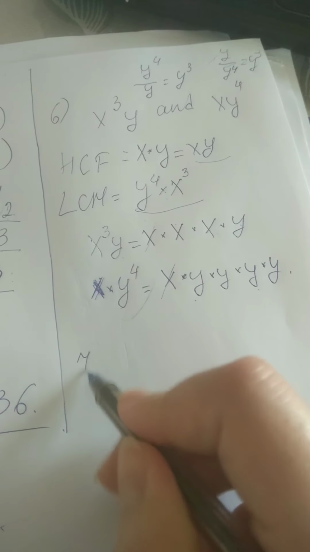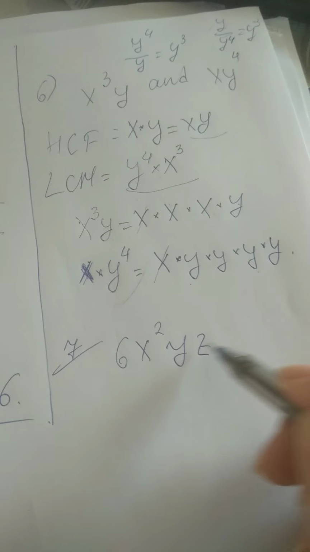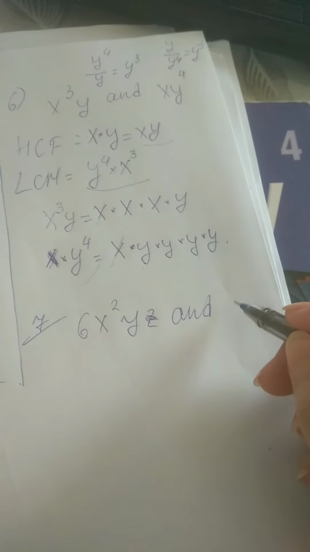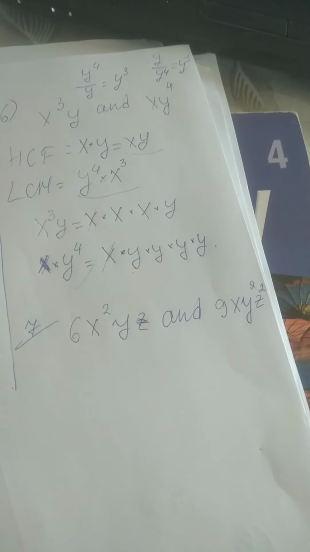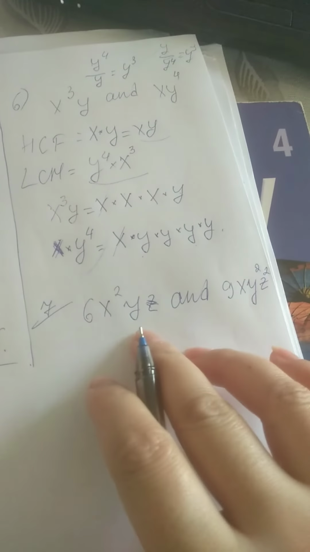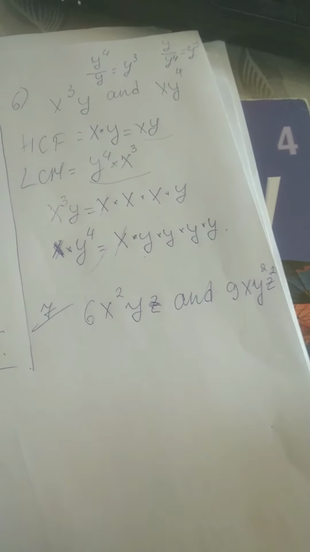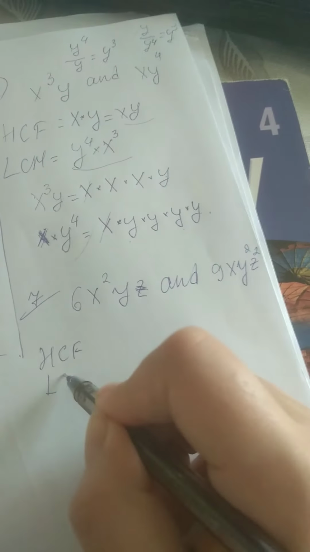And number 7, which one you didn't write? Number 7, 6x squared yz, sorry, and 9x y squared and z squared. So now we have an expression and a number. So expression with a number. So how can we find the HCF and LCM? Again, HCF and LCM?